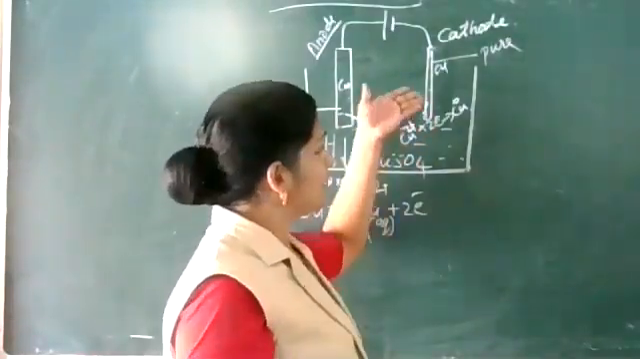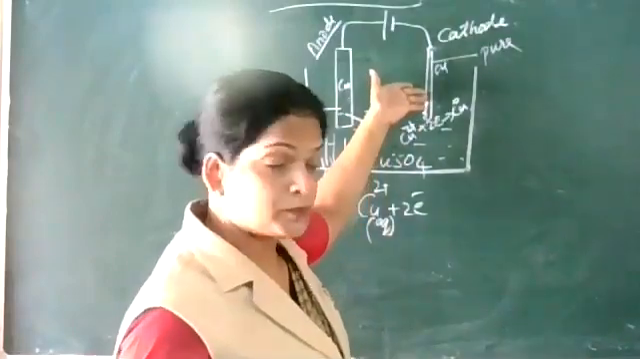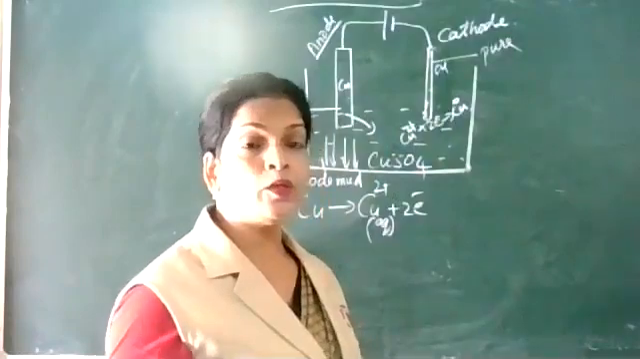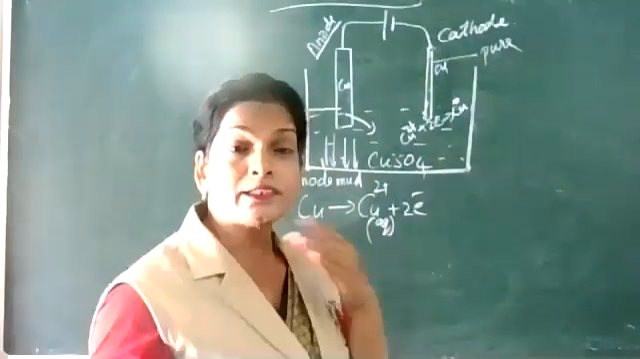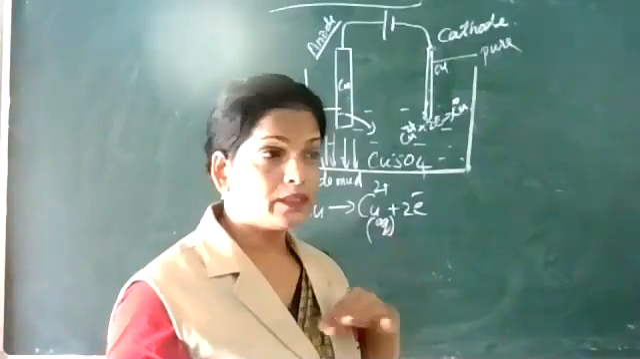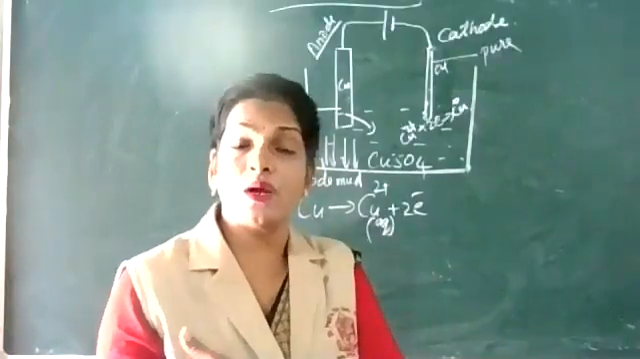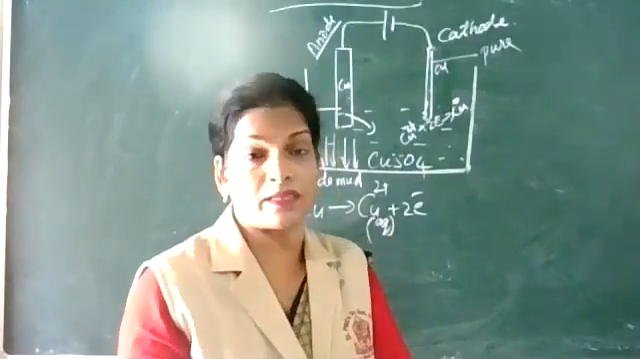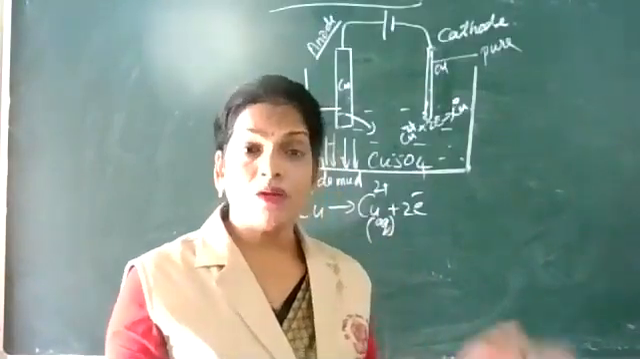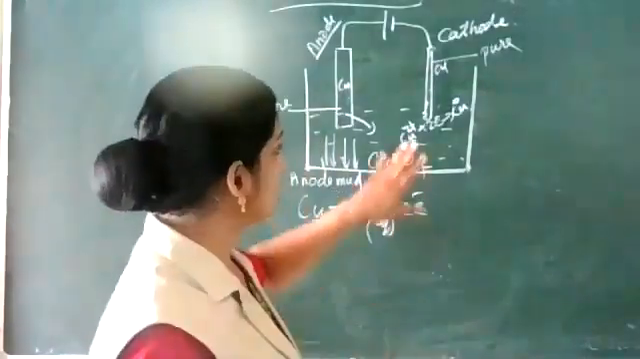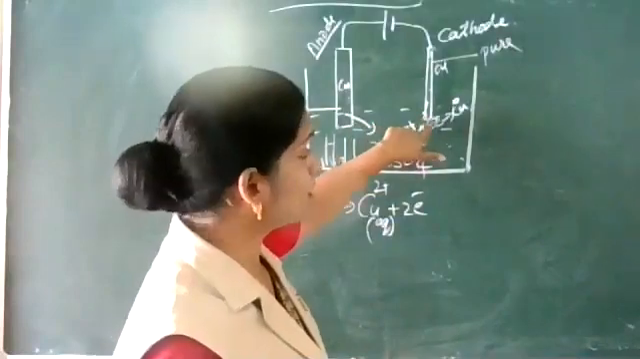You can take other metals also here. Suppose you want to electroplate. You know many gold ornaments are electroplated: inside some other metal, outside it is gold. Nowadays, 1 gram gold ornaments are very famous. Only the outer portion is covered with gold. So that is done by electrolysis.